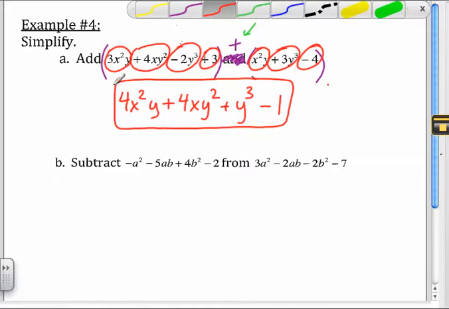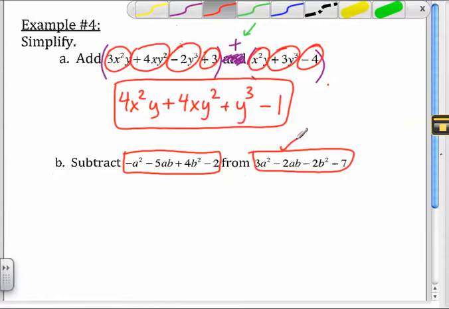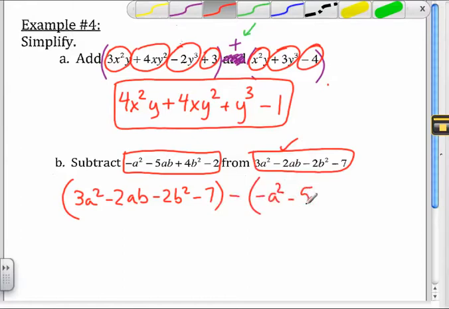But here's the difference. This says subtract this stuff from this stuff, and this is where Austin corrected me and saw where I made my mistake. So this stuff over here needs to be written first: 3a squared minus 2ab minus 2b squared minus 7. From this polynomial, I'm going to subtract the first polynomial, negative a squared minus 5ab plus 4b squared minus 2.